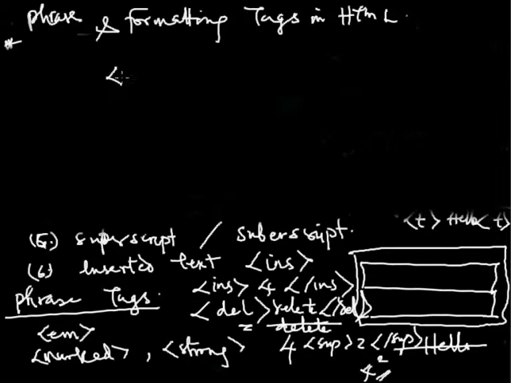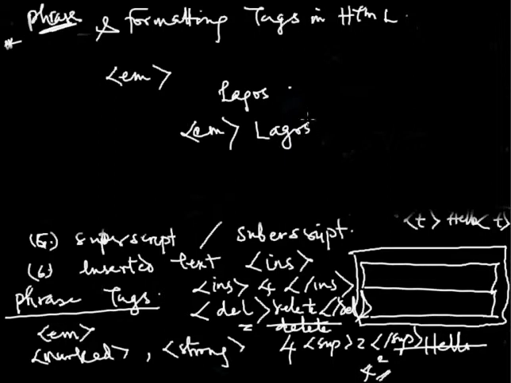So now let me quickly talk about the phrase tag. I'm going to be picking emphasis. The emphasis tag is part of the phrase tags that we have. If I want to emphasize Lagos, all I need to do is say EM, put Lagos inside, then close EM. It is going to darken this Lagos when it writes it, and slant it.